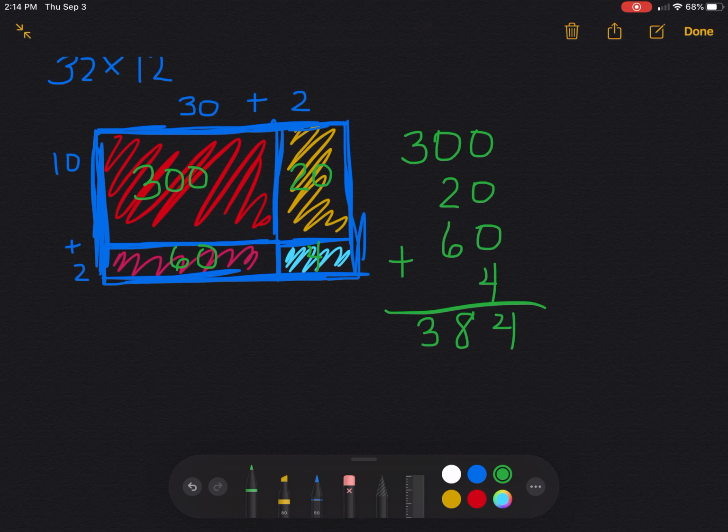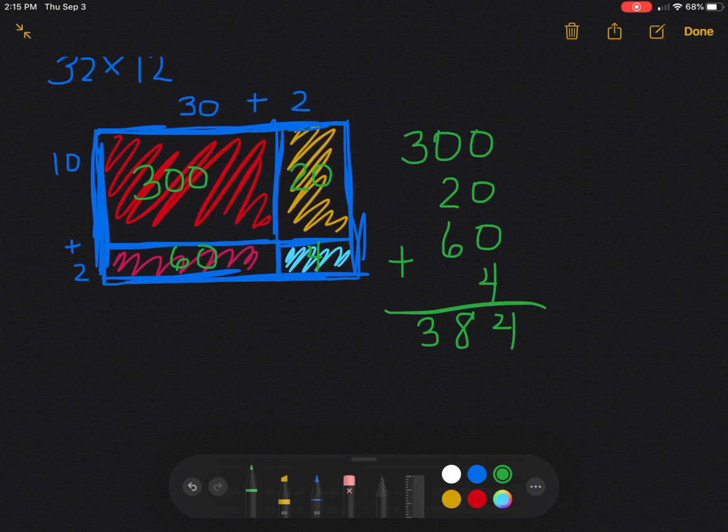Now, one of the other parts of the area model on the SNAP is thinking about, when could I use this in real life? When would I have something, 32 of something, and repeat it 12 times?